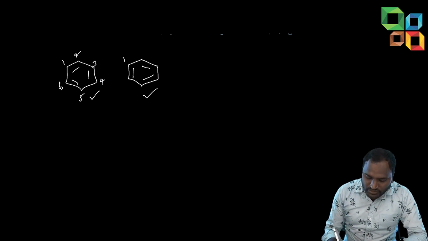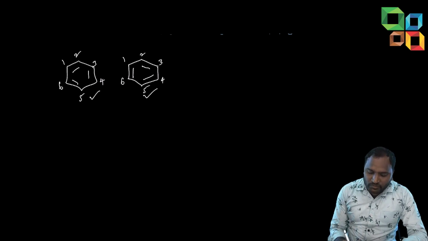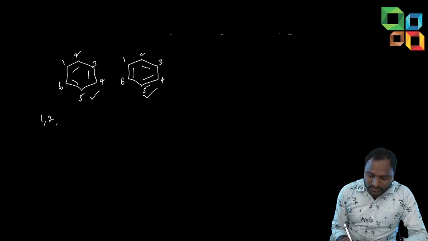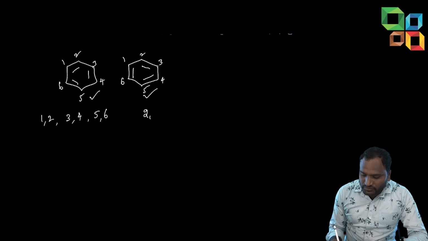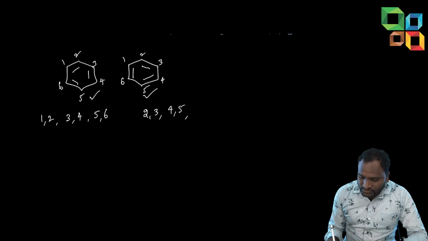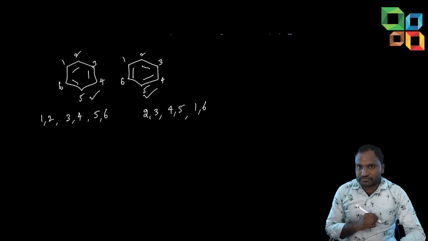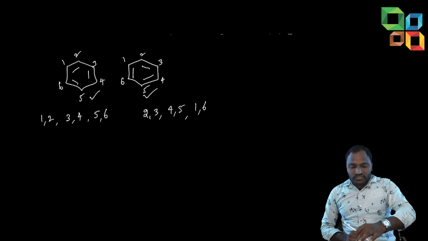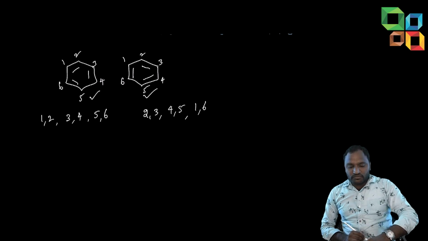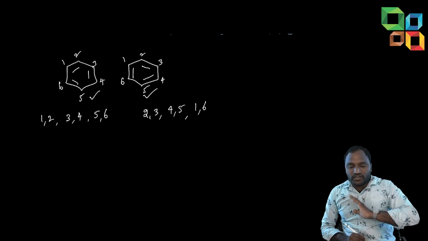Here also I am giving the numbers 1, 2, 3, 4, 5, 6. See here, double bonds are present between carbons 1 and 2, 3 and 4, and 5 and 6. If I start the numbering the same way, the double bonds are between 2 and 3, 4 and 5, and then 1 and 6. Both are the same only. So we can't say this one is perfect and this one is not perfect.